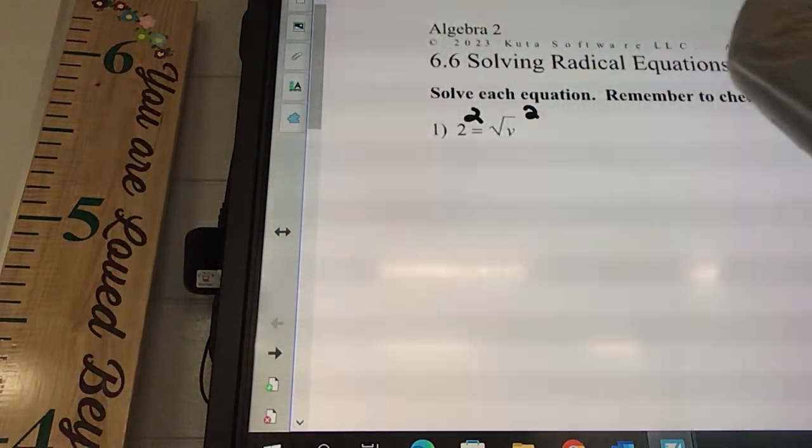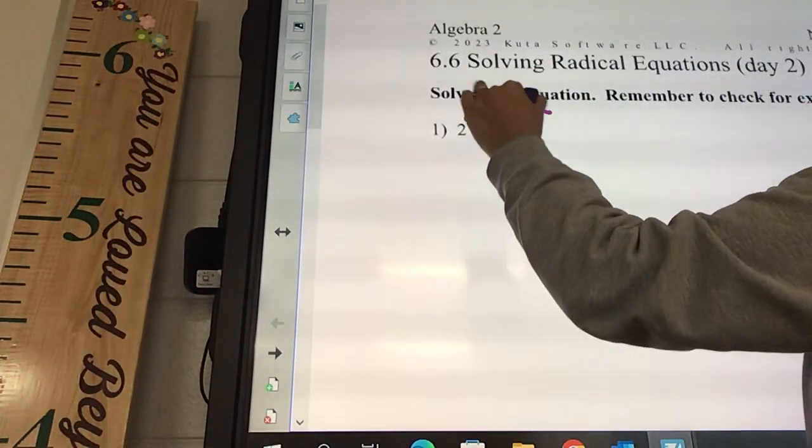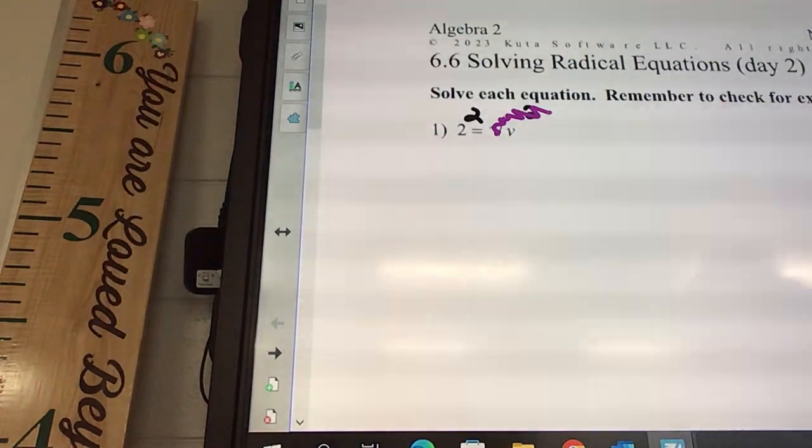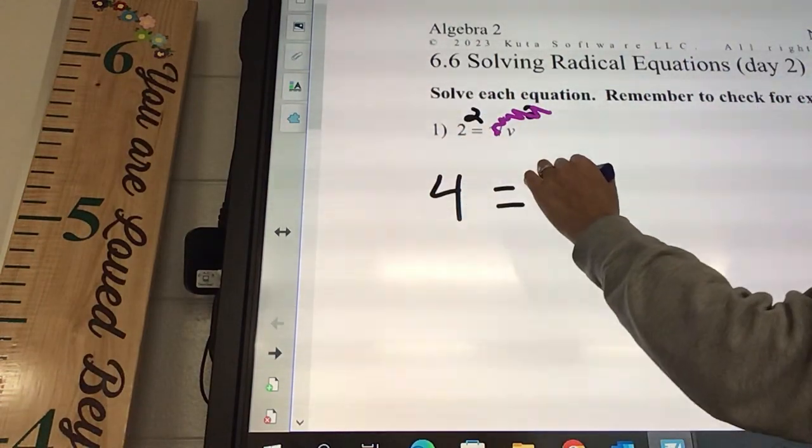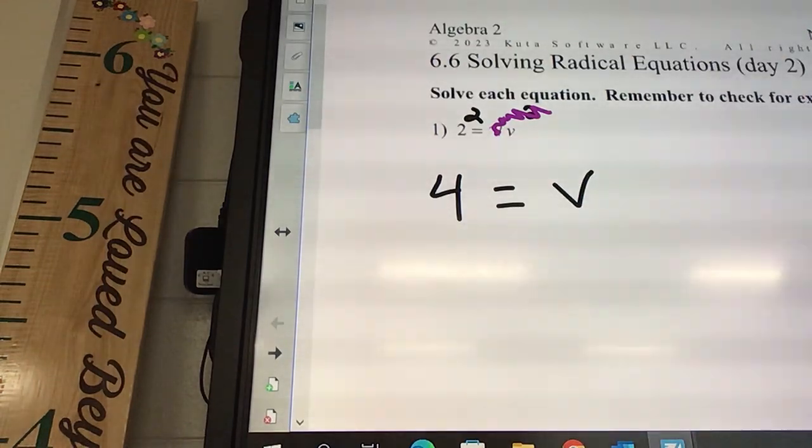Okay, and what that does is that makes this side cancel out the radical and the square, okay? They're opposites of each other. So what is 2 squared? 4 equals, and what do we have left? 3. This one is done.